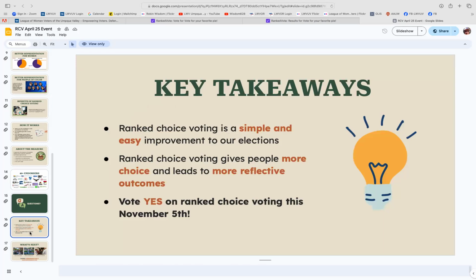Just wanting to go over a couple of takeaways. If there's anything that you do leave this meeting with, I hope that it is that you believe ranked choice voting is simple and easy to use, and that it is an improvement to our elections, and that ultimately we're here because people are deeply frustrated and this gives people more choice. And lastly, it is leading to more reflective outcomes. And we do hope that this November you vote yes on ranked choice voting.